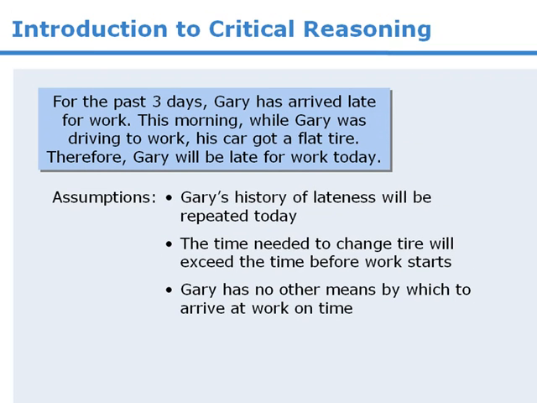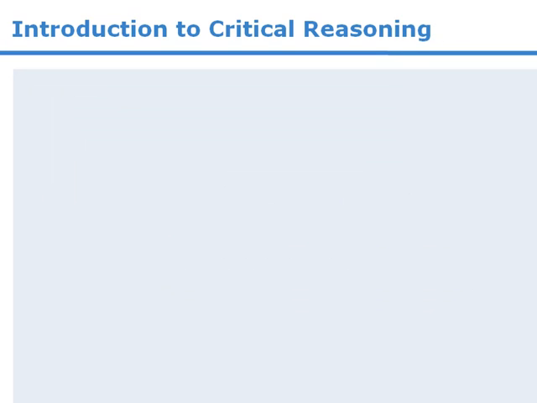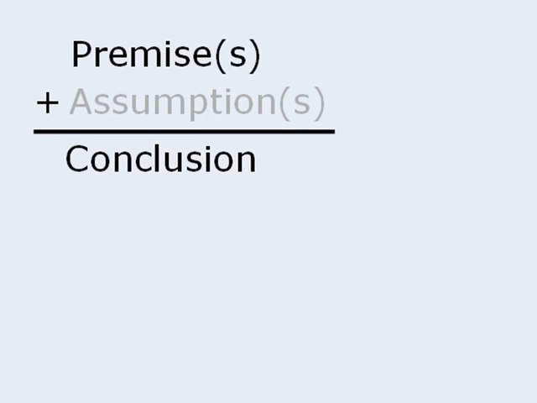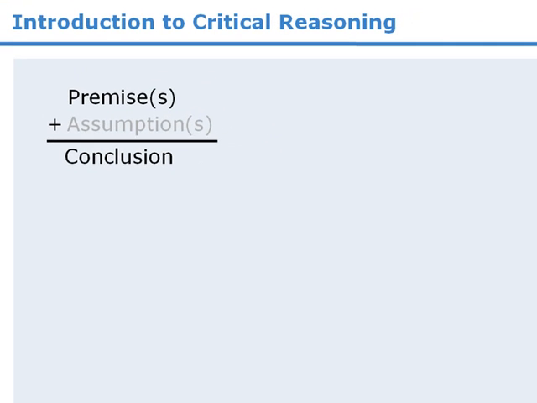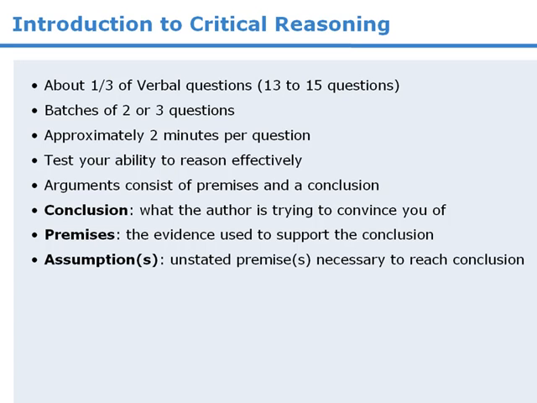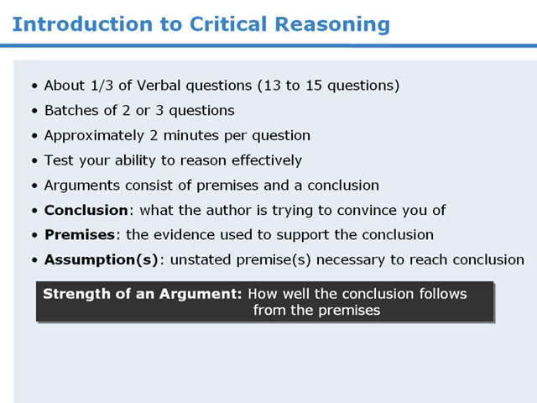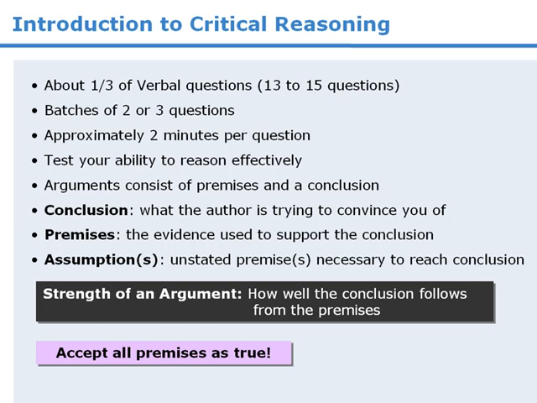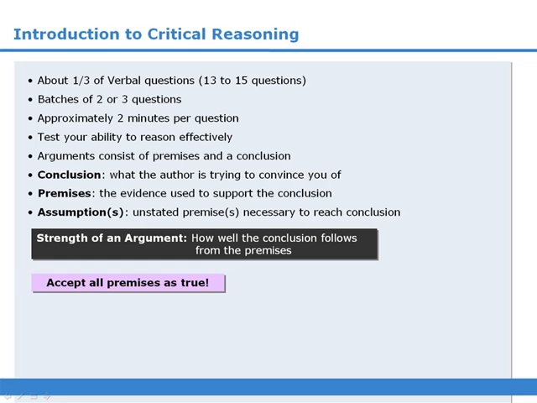Okay, now that we've identified the 3 main components of an argument, the general structure of most arguments goes something like this. We take some premises and add some assumptions, and this allows us to arrive at a conclusion. Notice that I made the assumptions gray here to indicate that assumptions are unstated within any given argument. Okay, so this is the basic structure of an argument. Now let's summarize. In this lesson, we examined the pieces that make up an argument, we learned how to determine the strength of an argument, and we learned that we must accept all premises as true. In the next lesson, we'll practice locating the premises, assumptions, and conclusions within a given argument.